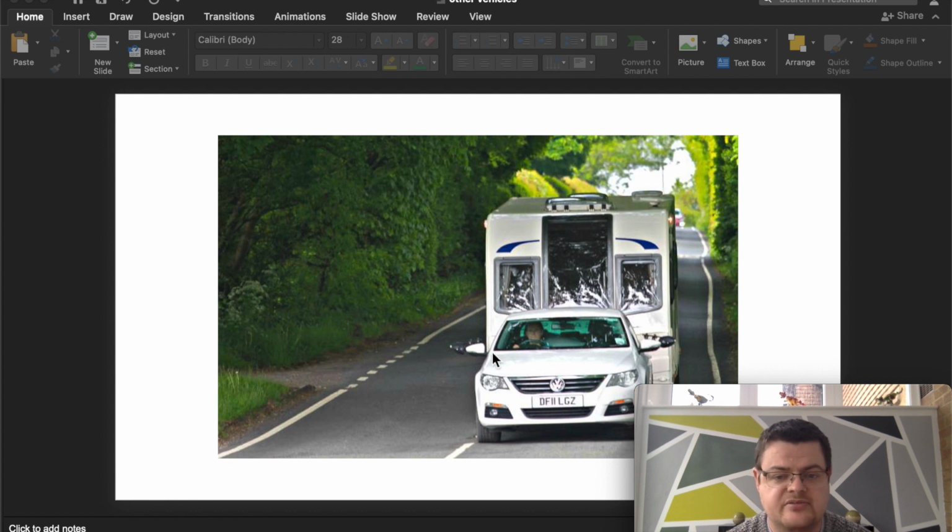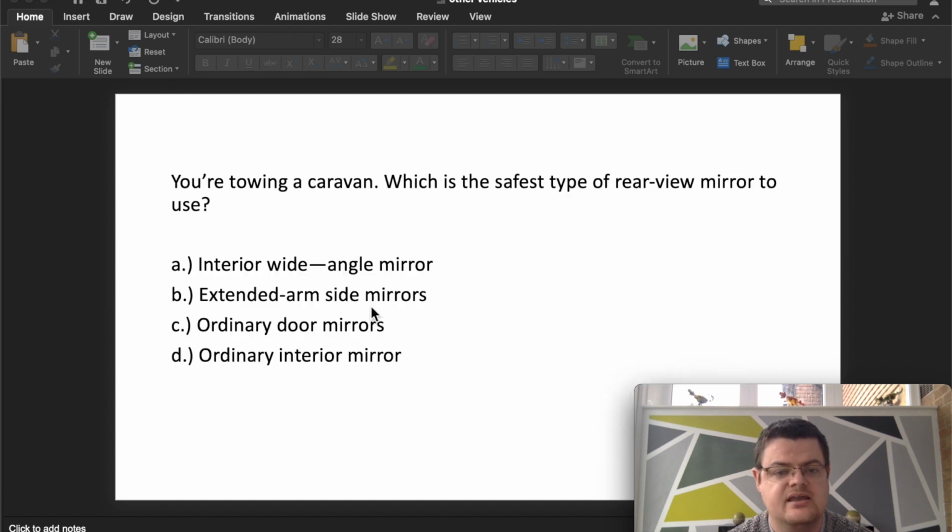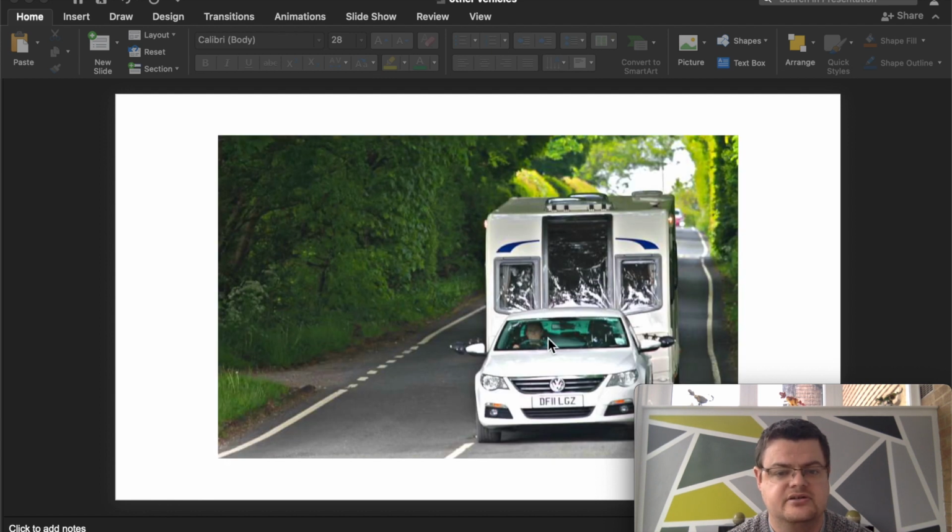With the normal side mirrors, the driver can't see anything. They can just see the side of their caravan. So they need special extended side mirrors. So the answer is going to be extended arm side mirrors, just like these here. So let's have a look at the next question.